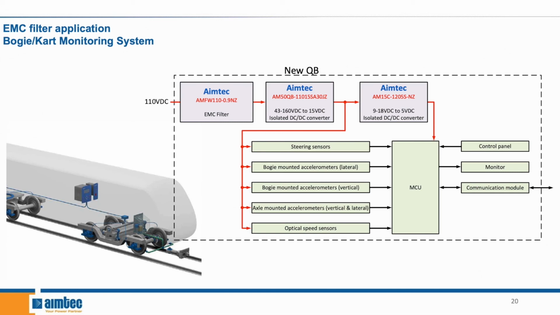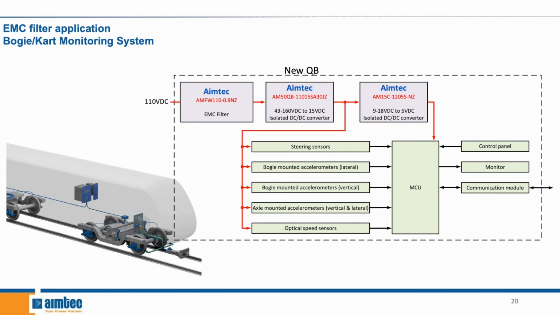So now moving on to different EMC filter applications, we're going to start with the cart monitoring system. As you can see in the block diagram, we actually add a DC EMC filter before our brand new AM50QB-JZ series of DC-DC converter, which are specially designed for railway applications. We add this filter as an extra layer of protection to make sure the system can run error-free when there are surge or strong interferences in the circuit.